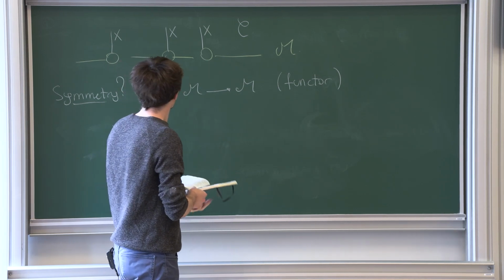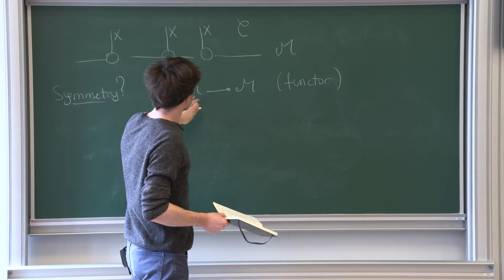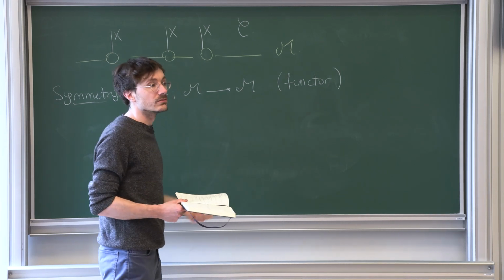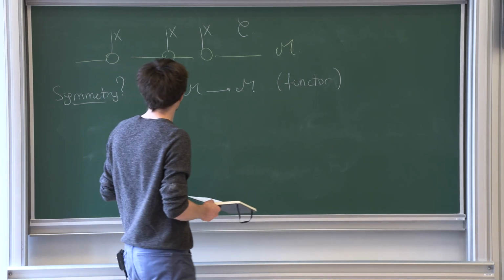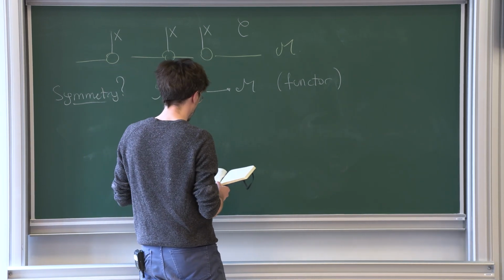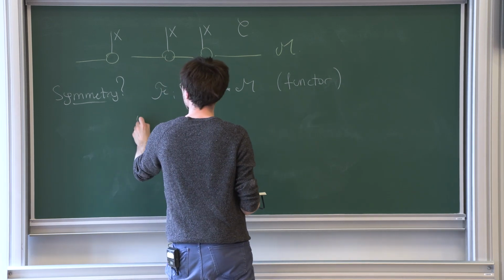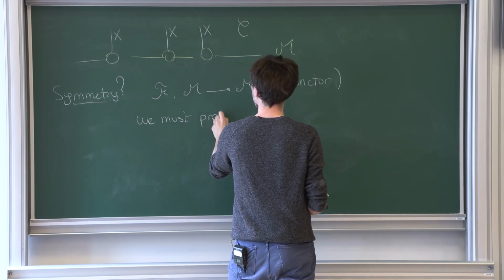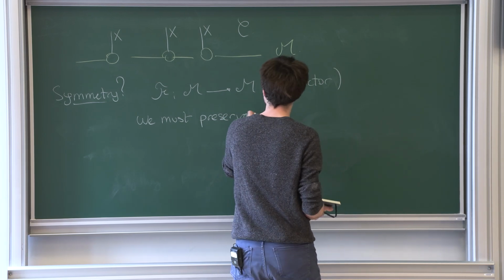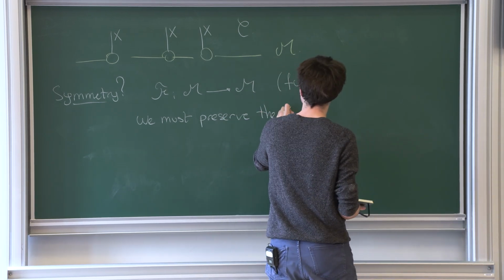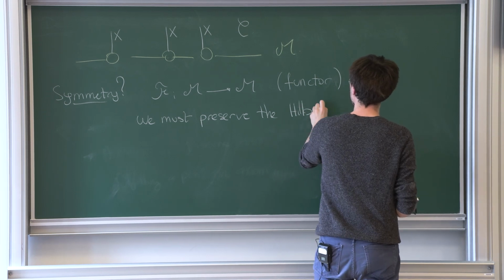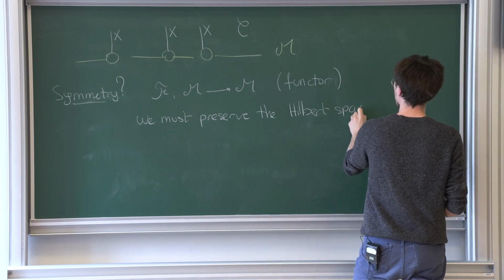Then you can think of it as an action essentially, a way of acting on your degrees of freedom. And this action must preserve the Hilbert space, right? The Hilbert space in general comes with some constraint. So this action must preserve it.